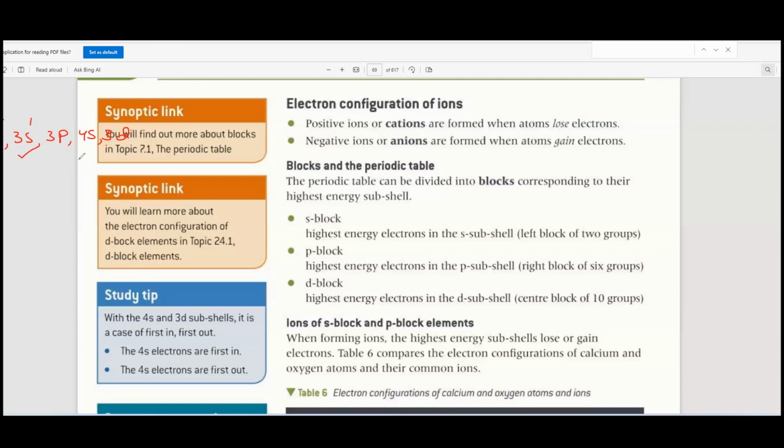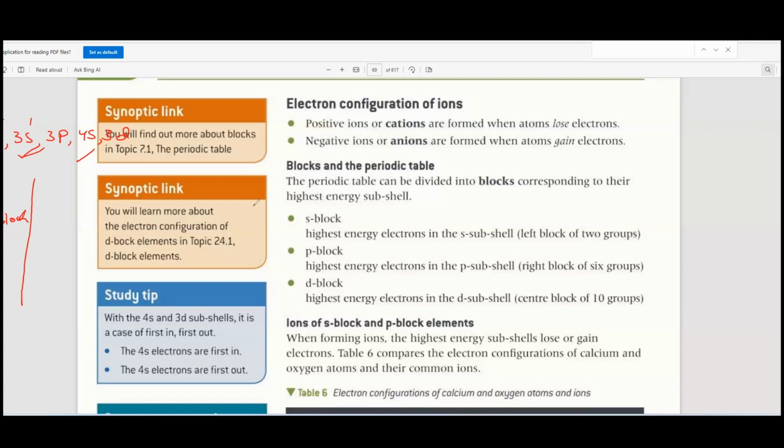If you keep on going like this, it will still be S. So that's why the first two groups are called S block, because their highest energy levels are always S, no matter if they are 1s, 2s, 3s, but they will be S. Does that make sense? Okay. But what if something is like an ion?